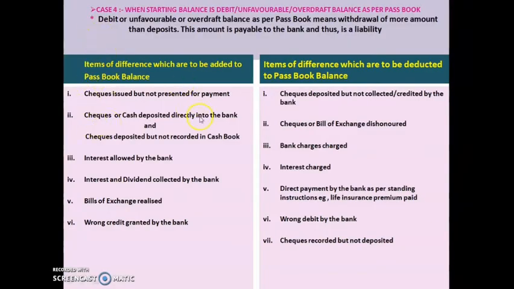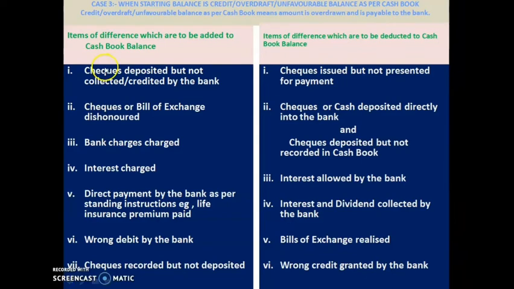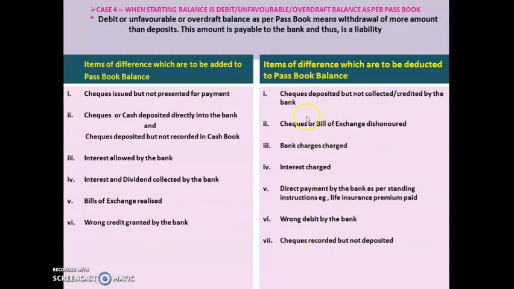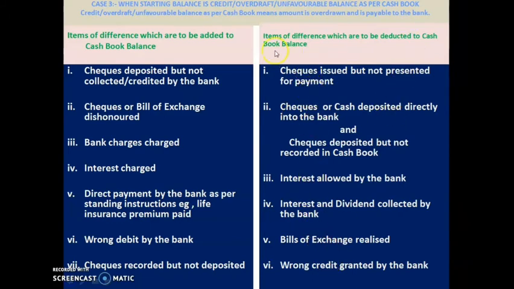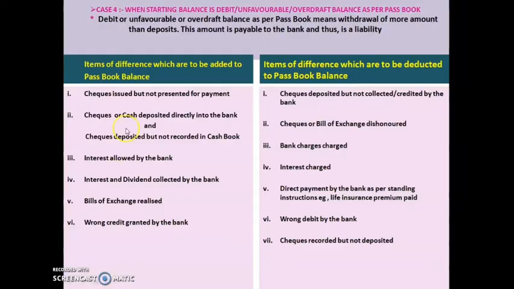Case 4 is exactly opposite of what we did in case 3. The items which we have added in our cash book balance when it is overdraft, those 7 items will be deducted in our passbook balance. And the items which we have deducted in our cash book balance when it was overdraft, those items will be added over the passbook balance overdraft. So you have to read the question and understand properly whether it is overdraft as per cash book or as per passbook.